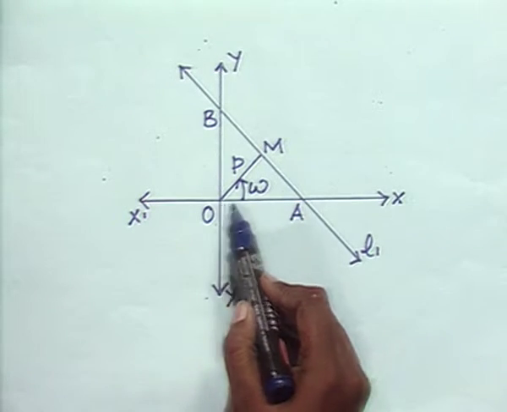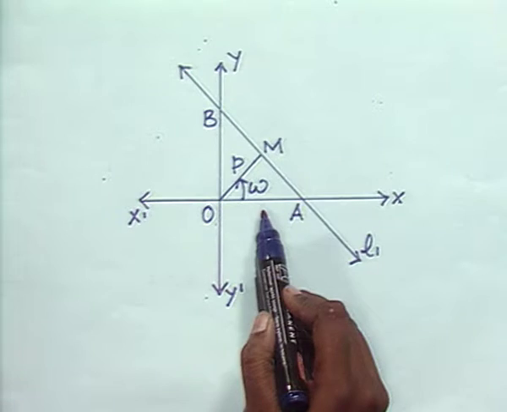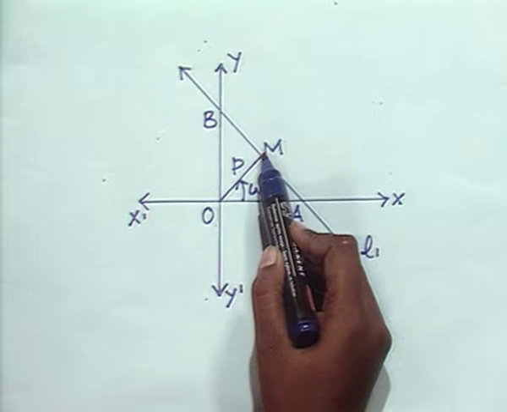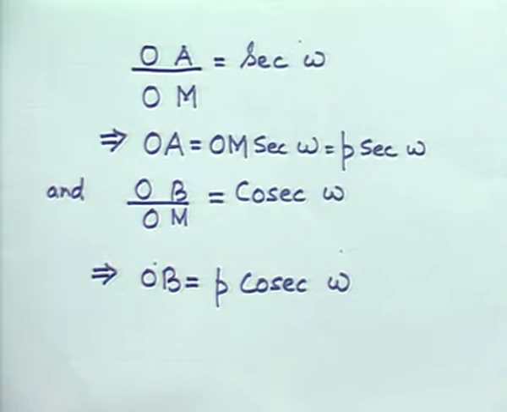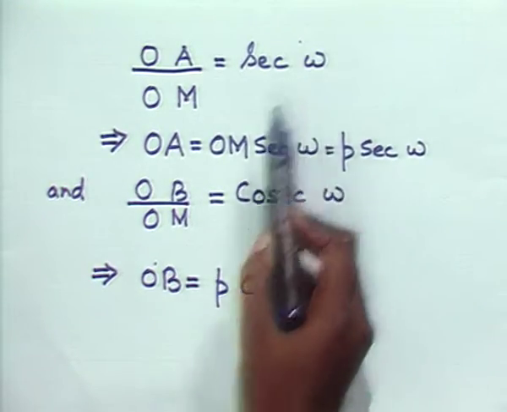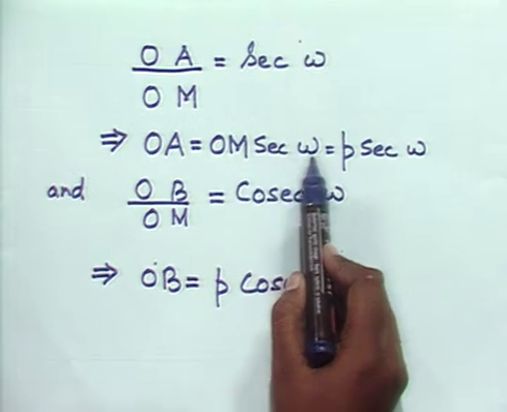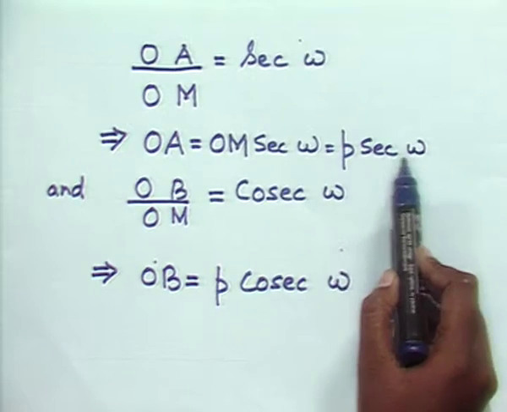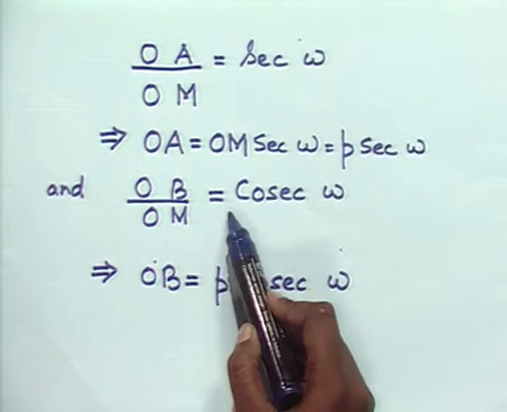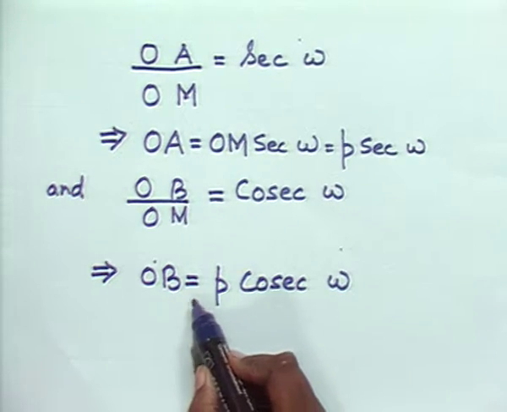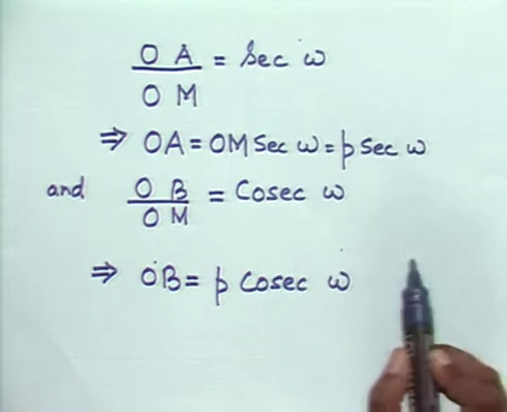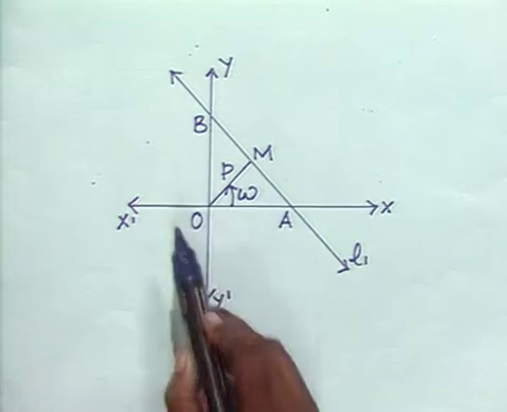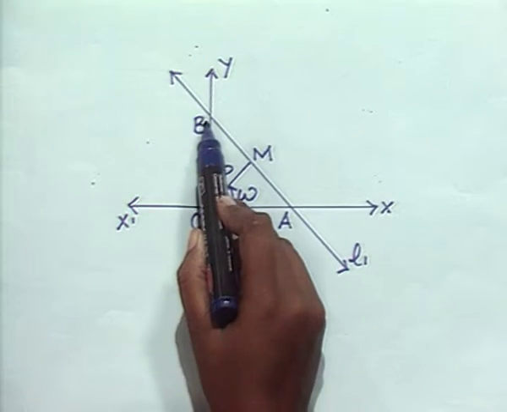Then we have OA upon OM is sec omega, and in this triangle BOM we have OB upon OM is cosec omega. So, here we have OA upon OM is sec omega. This implies OA is equal to OM sec omega, but since we know that perpendicular length OM is P, so we have OA is equal to P sec omega, and again we have OB upon OM is equal to cosec omega, which implies that OB is equal to P cosec omega. But observe again that OA and OB, they are x-intercepts and y-intercepts respectively.